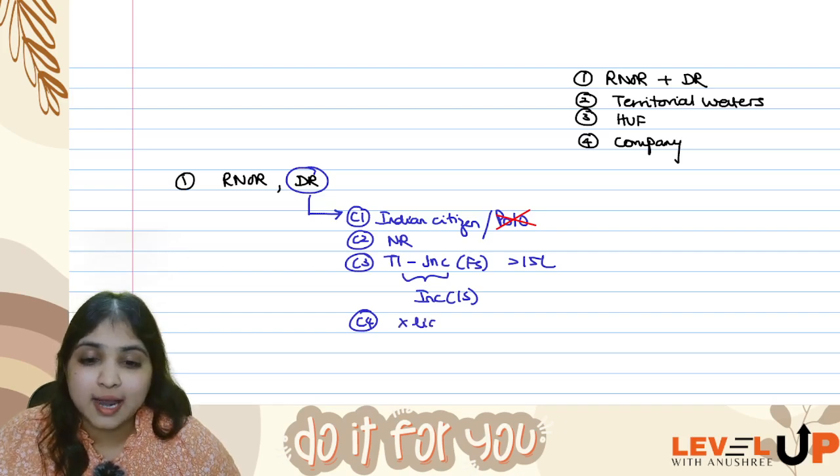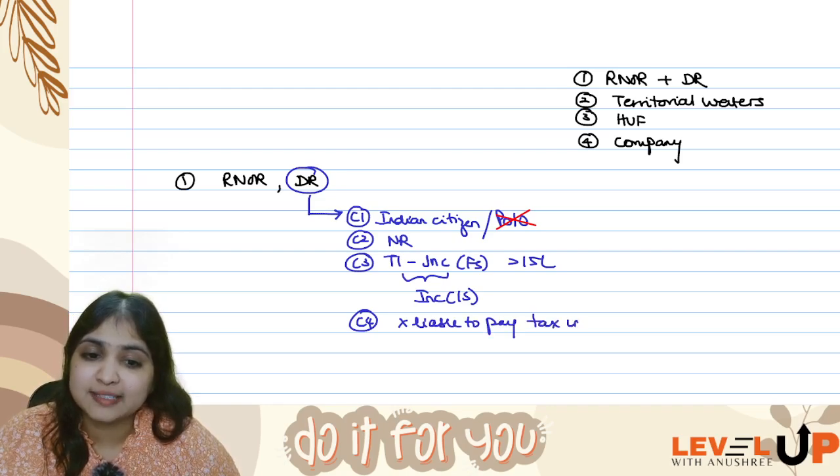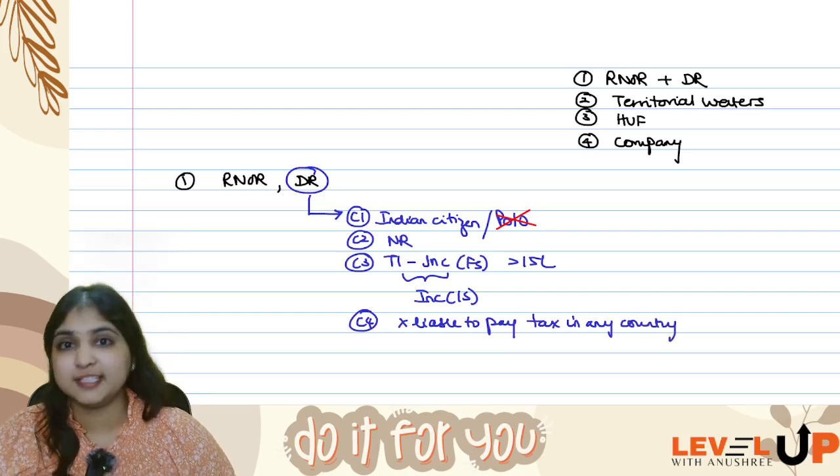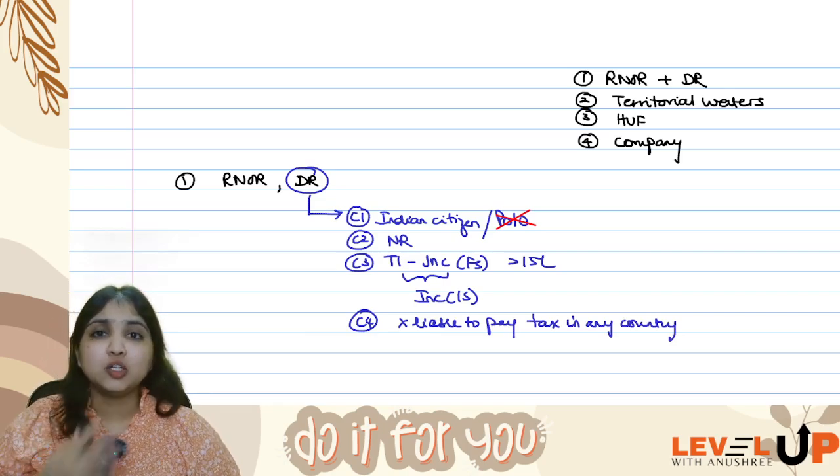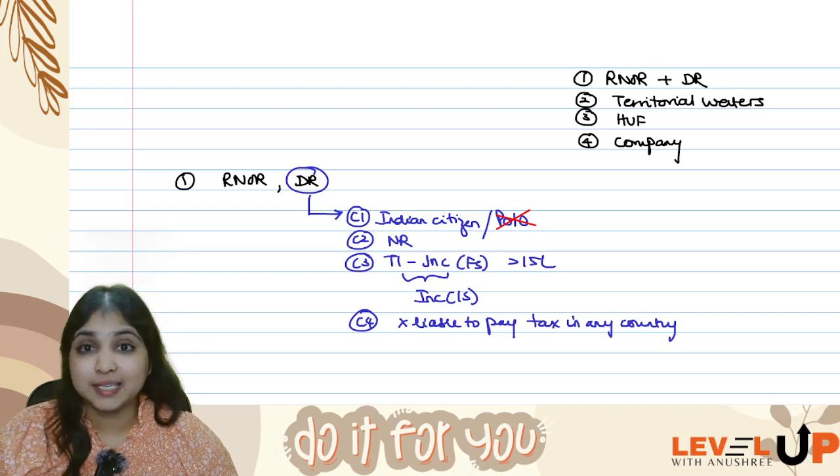And condition number 4, the last condition, is that this assessee is planning his stay in such a manner that he is not liable to pay tax in any country. For example, this person is, let us say, a non-resident in India and he is living in Dubai. He has other income in Dubai. Now Dubai is a tax haven, he doesn't have to pay tax over there.